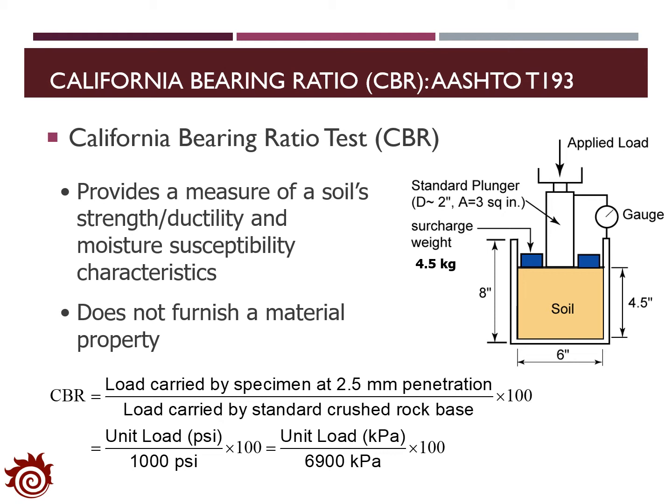The equation here shows how we will calculate the CBR values from the experiment. During the CBR experiment, we will actually do the penetration to the specimen and then measure the load carried by the specimen at 2.5 mm penetration. The CBR is defined as the load carried at 2.5 mm over the load carried by standard crushed rock base times 100. For the unit of PSI, the unit load is divided by 1000, and if we use the unit of kilopascal, it will be the unit load over 6900.